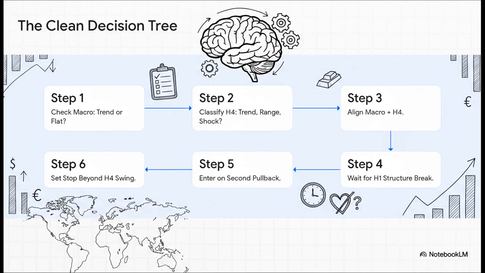So here it is. This is how it all comes together. The entire process gets simplified into this clean, repeatable decision tree. You just follow the steps. 1. Check the macro. 2. Classify the 4-hour chart. 3. Make sure they line up. 4. Wait for the 1-hour signal, and so on. It's a mechanical checklist that takes emotion and guesswork right out of the equation.